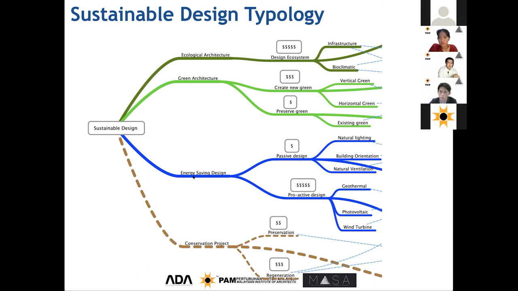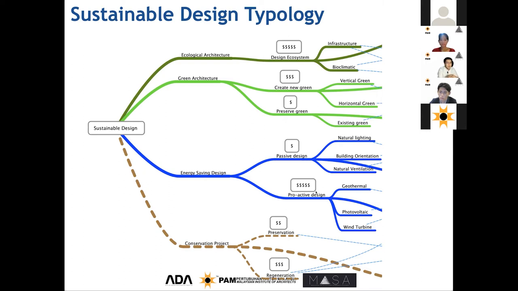Now, energy saving design has two approaches. One is passive design, which means you are studying all the environmental or natural elements, like natural lighting, building orientation, and natural ventilation, which work passively. The second approach is proactive design. It involves a lot of capital, meaning you use a lot of advanced technologies like geothermal, photovoltaic, and wind turbine management systems, etc. So this is called proactive design.